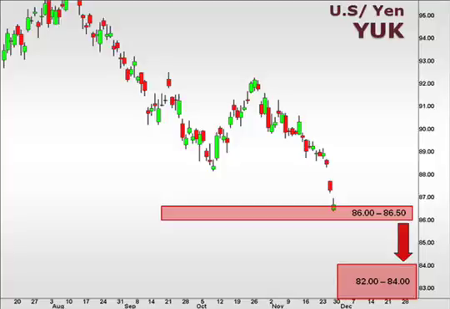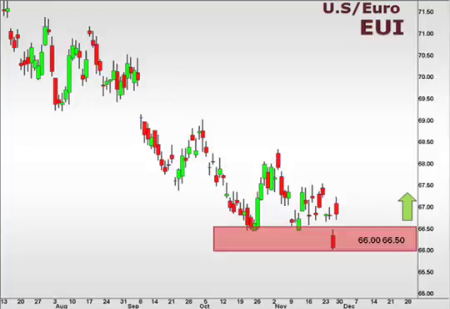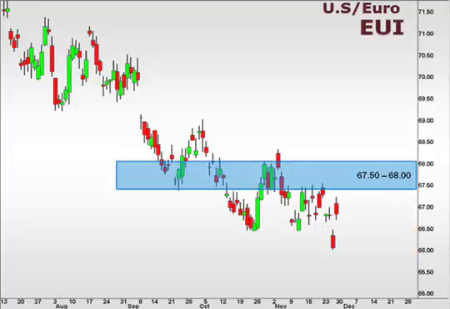box into play. Well, the EUI continues to trend down as the US dollar struggles against the euro. The pair value broke support this week but quickly snapped back above the 66.5 focal zone. Until we see the pair value move beyond the 67.5, 68 box, the trend remains down.